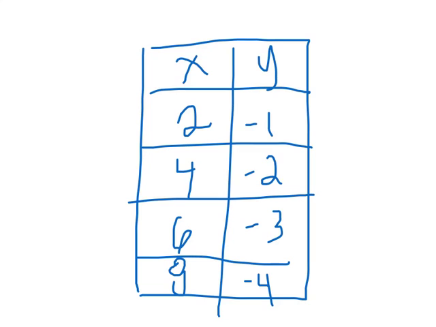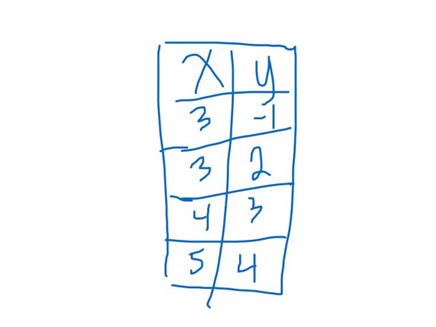Let's do 2 more practice tables. Is this table a function? Yes, all of our x values are different. Is this table a line? Yes, because we are increasing at a constant rate. Our x's are increasing by 2, our y's are decreasing by 1. Is this table a function? No, because we have our 3's repeated. So is it a line? No, it's not going to be a line, because if it's not a function, it can't be a line.